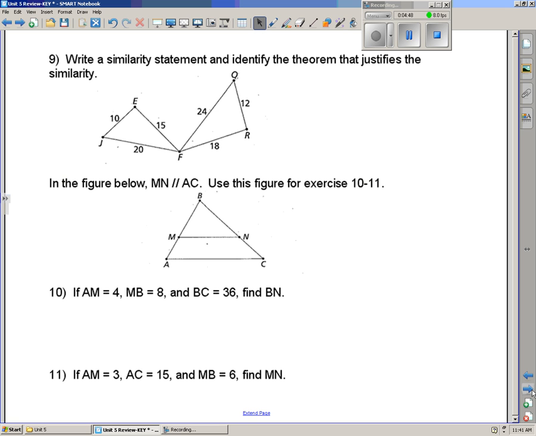Okay. Write a similarity statement and identify the theorem that justifies a similarity. The idea is we're probably looking for side, side, side. So we have to find out if the sides are proportional. So what we're going to do here is take a look at each of the sides.